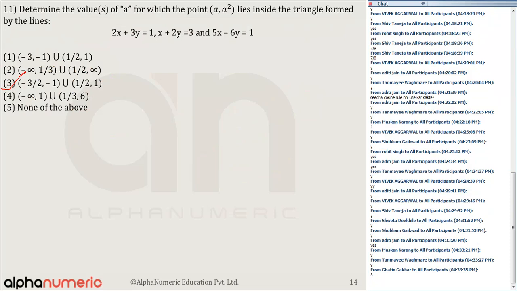Okay. So first of all, let's plot the graph of this equation. Determine the values of a for which the point a square lies inside the triangle. Okay. So I can plot the graph of all the three lines: 2x plus 3y equal to 1, x plus 2y equal to 3 and 5x minus 6y equal to 1. We can easily draw the graphs of all of them.